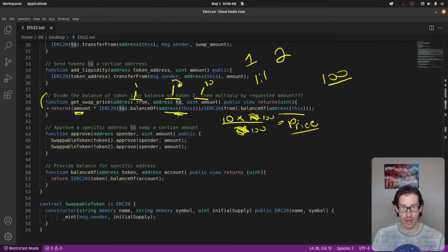So we're saying address this refers to this address, the one that we're looking at now in this contract. And it's saying the balance of the 2, which is going to be token 2.